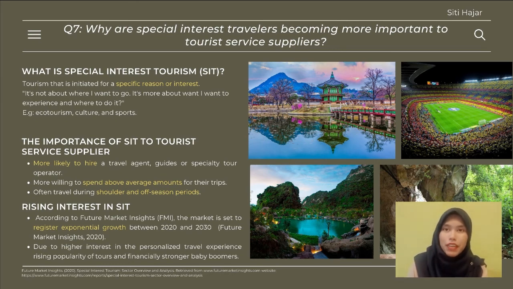For example, in ecotourism, a person who wants to experience hot springs might look into the local hot springs resorts in their area. In culture, a person who wants to know in depth about Korean culture might look into the culture tour packages offered in Korea. And in sports, sports enthusiasts might travel to see their favorite sports team perform in a tournament.